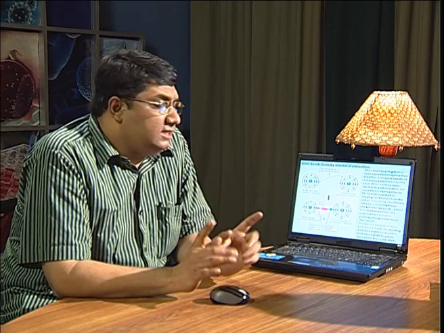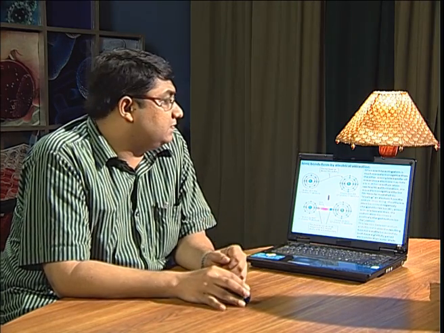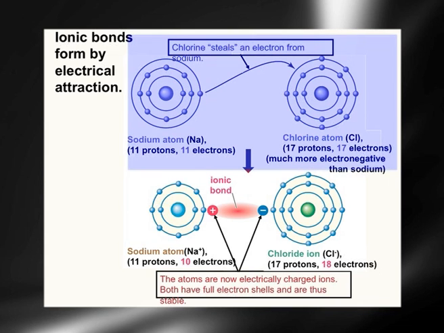Now, if the electronegativities of the interacting atoms are very different, for example that of sodium and chlorine, then the atom with higher electronegativity can abstract or steal one electron from the other one. Like in this case, if sodium and chlorine come close together, then chlorine, because of its much higher electronegativity, can extract an electron from sodium.